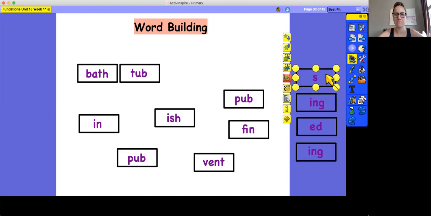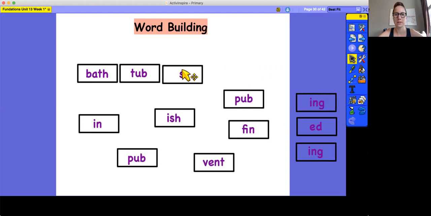Bath-tubs? Bath-tubs would work. Could I do bathing? No. Could I do ed, bath-bathed? Bathtubbed? No. Bathtubbing? No. So bathtubs is the correct word. Bathtub, and then with the suffix s, bathtubs. All right, let's look for our next word.